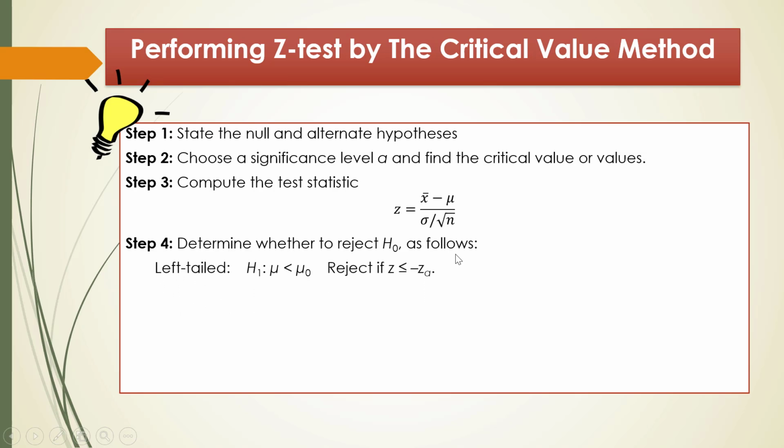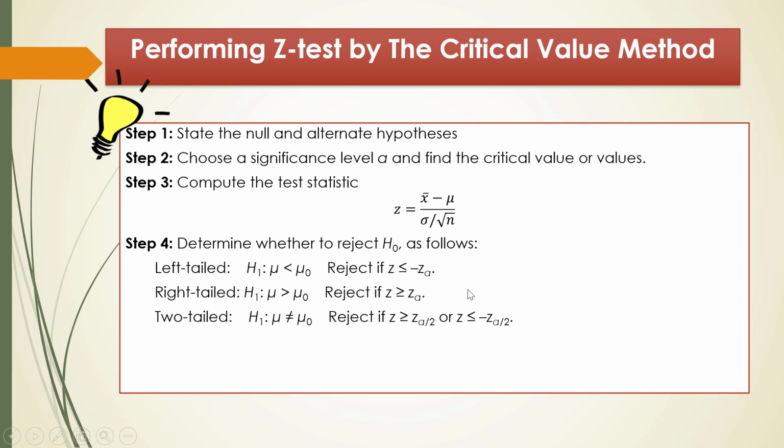If we are dealing with a left tail, if the test statistic is less than or equal to the critical value minus z alpha, we reject H0. That means if the test statistic is on the left side of the critical value, we reject H0. For a right tail, if the test statistic is on the right side of the critical value, we reject H0.